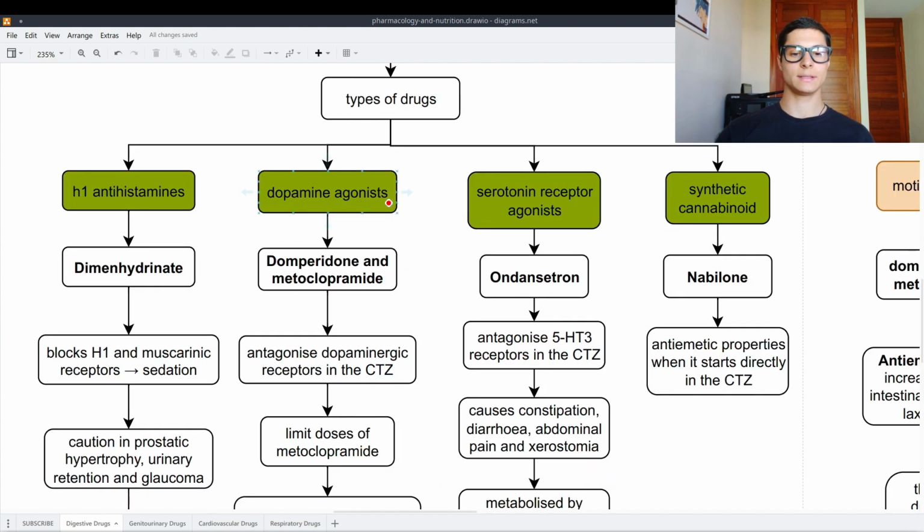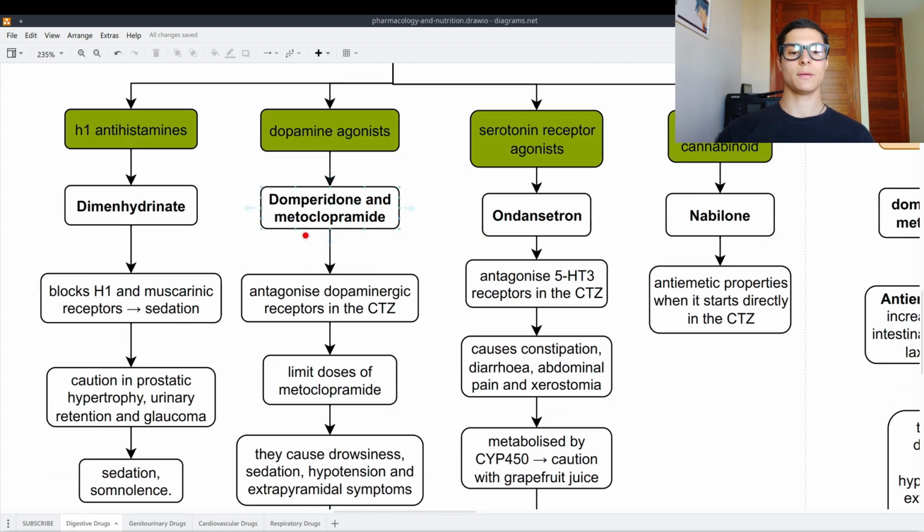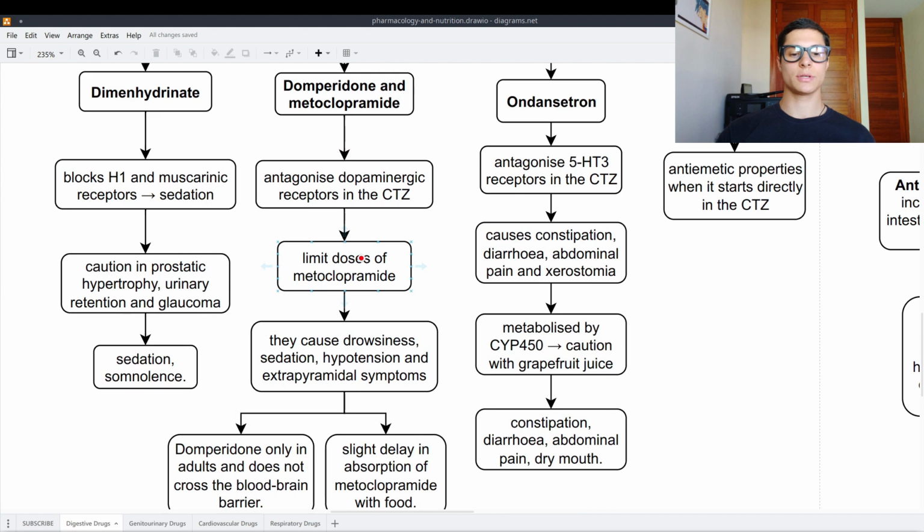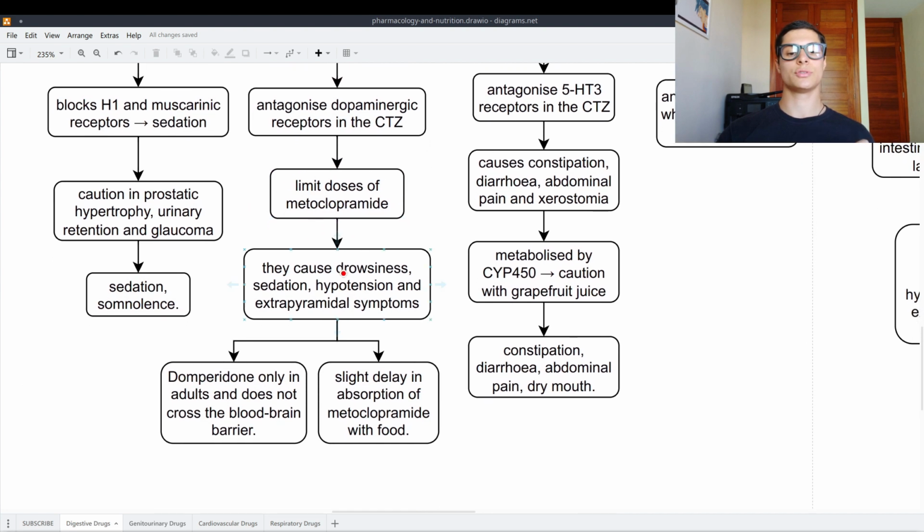Then we have the dopamine antagonists, domperidone and metoclopramide. These antagonize the dopaminergic receptors in the chemoreceptor trigger zone. We have to limit the doses of metoclopramide, and they can cause drowsiness, sedation, hypotension, and extrapyramidal symptoms because they are correlated with dopamine. The domperidone only in adults and does not cross the blood-brain barrier. And there is a slight delay in absorption of the metoclopramide when taken with food.